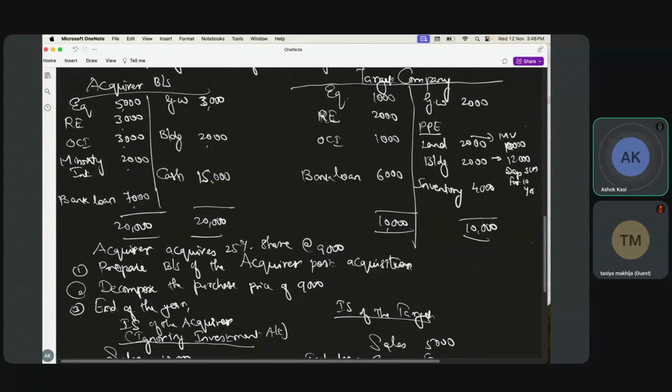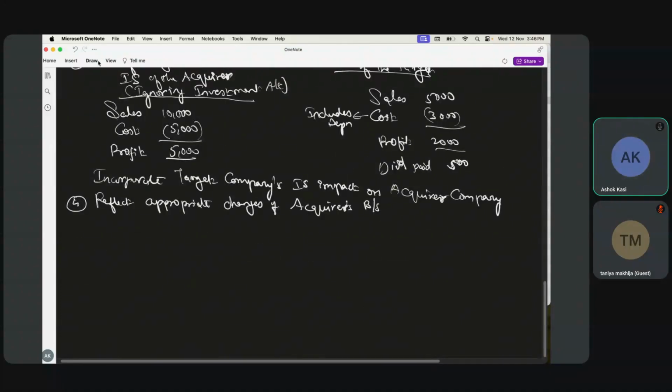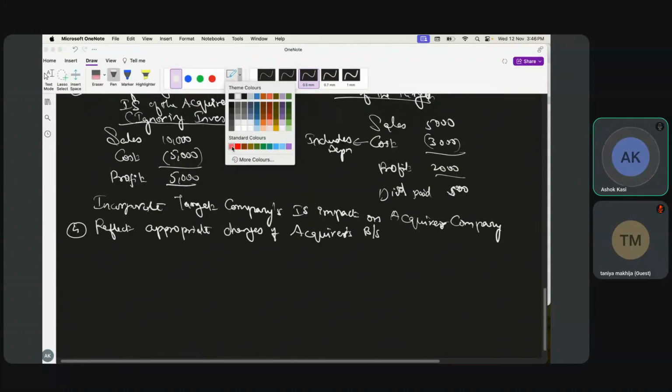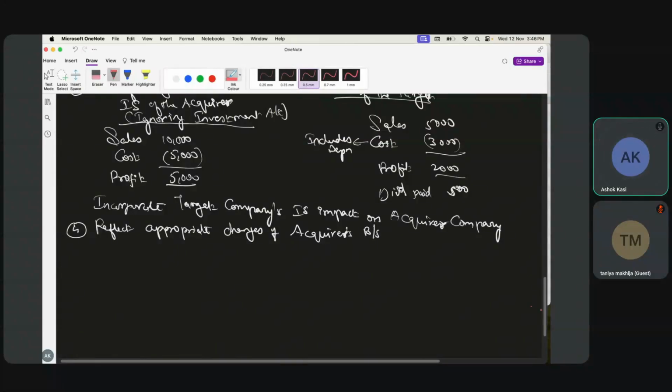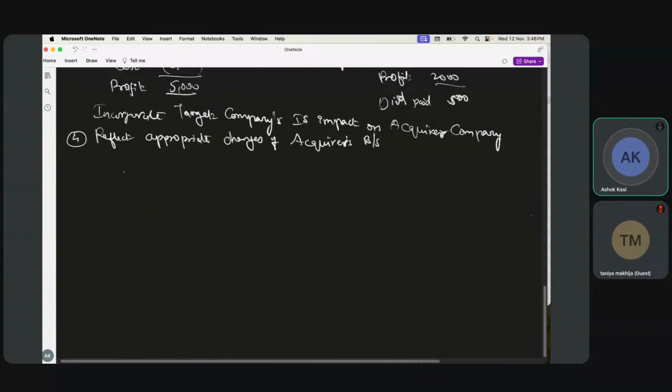So how do we do it? First step, prepare the balance sheet of the acquirer post acquisition. Immediately after acquiring, what is the balance sheet? We acquired 25% shares for 9,000 rupees. So I am making the acquirer's balance sheet, first question.